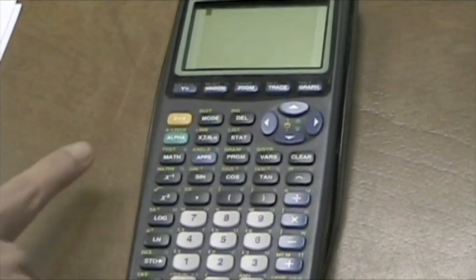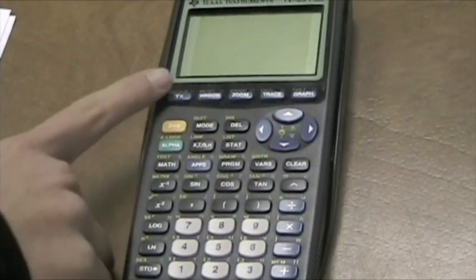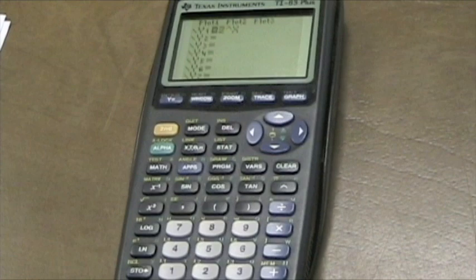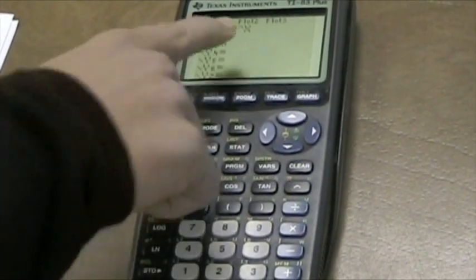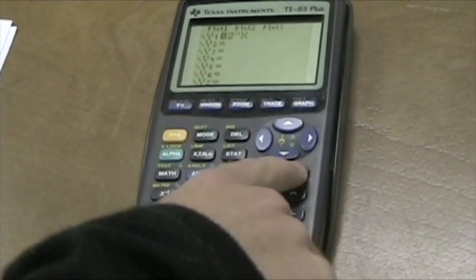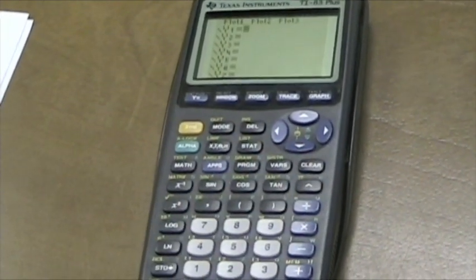The blue y equals button will take us where we will enter our equations to be graphed. So make sure to clear out any remaining equations by pressing the clear button from your y equals screen.